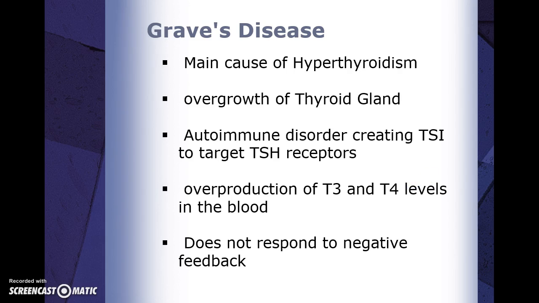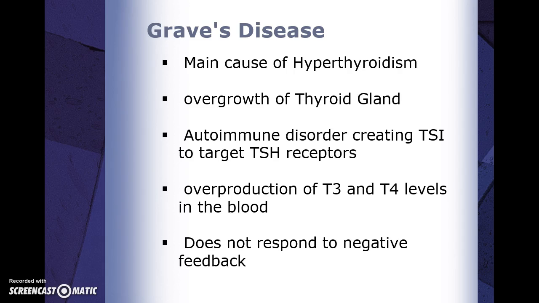Graves' disease is the main cause of hyperthyroidism. It is the over-functioning of the thyroid gland. It is mainly an autoimmune disorder which produces antibodies against the TSH receptors, called TSI. This results in overproduction of T3 and T4 in the blood and low production of thyroid-stimulating hormone from the pituitary gland.